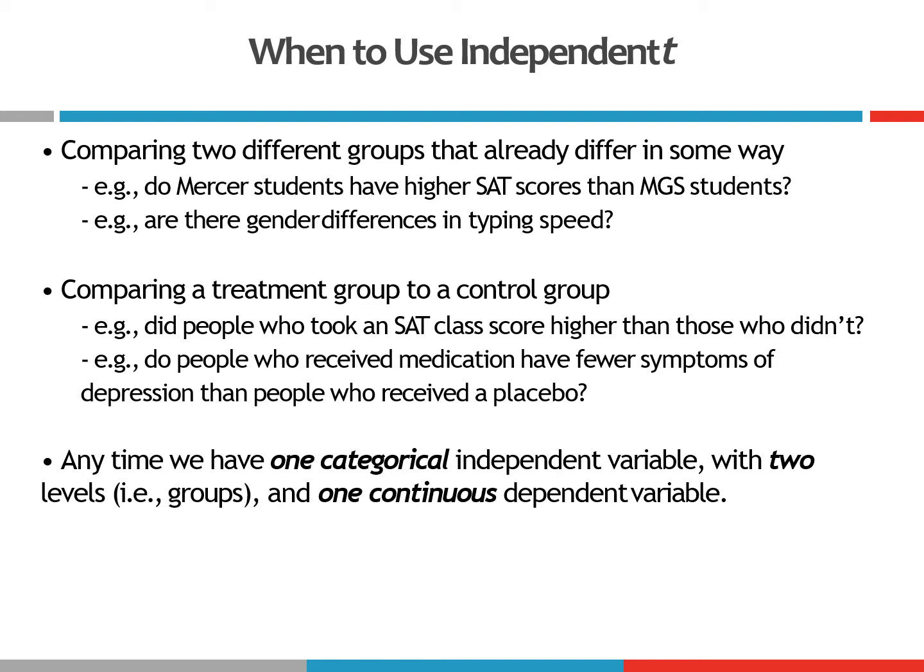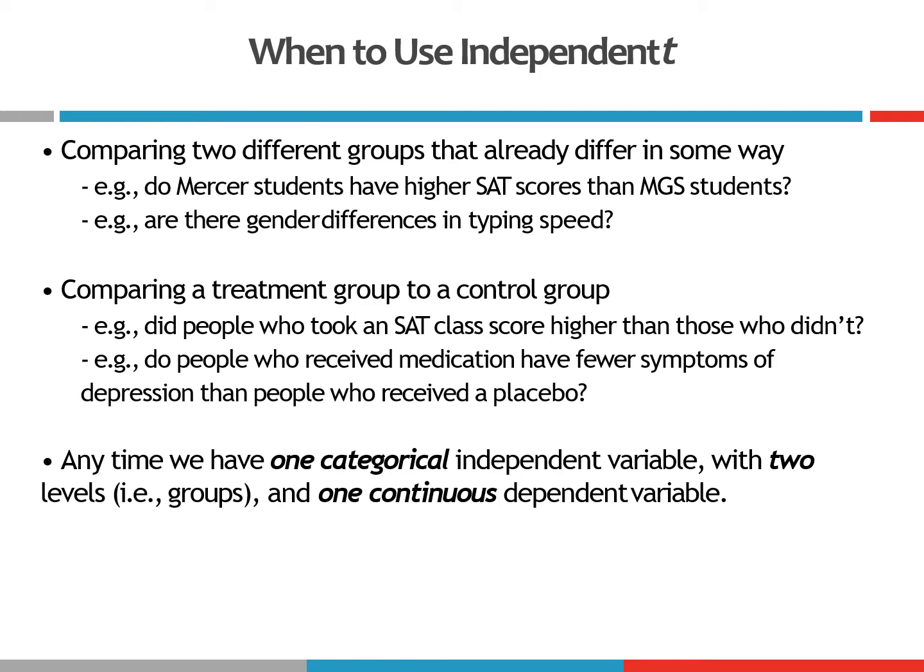Right, so in this case, our medication variable, our independent variable, would be medication versus placebo, and that is, again, categorical. And we would look at a continuous dependent variable of depression score, right? So again, anytime we have one categorical independent variable with two levels, and one continuous dependent variable, that's when we would conduct an independent t-test, right?